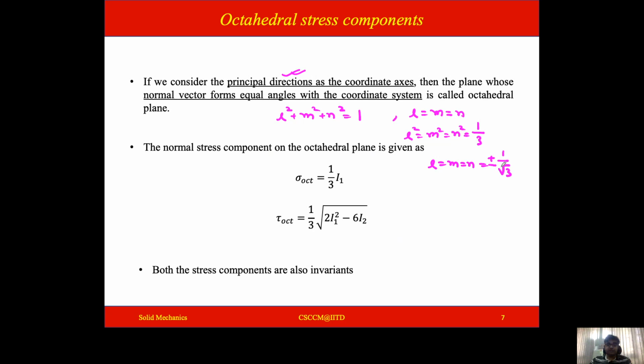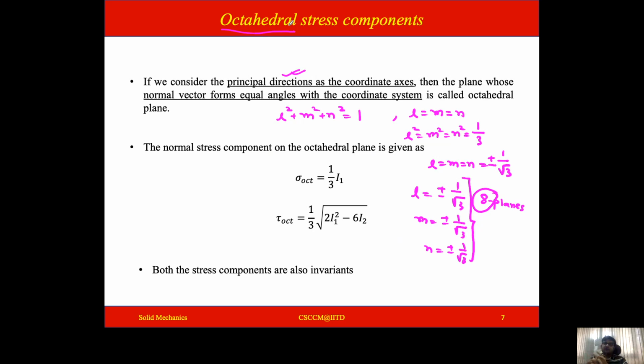Now, another question is, how many such planes are there? So you can see that l can take the value plus minus 1 by root 3, m can take the value plus minus 1 by root 3, and n can take the value plus minus 1 by root 3. So in total there are 8 such planes. So 8 and octa, you can understand the relation, right? Octa means 8. So there are 8 such planes, and that is why the name octahedral. Okay.